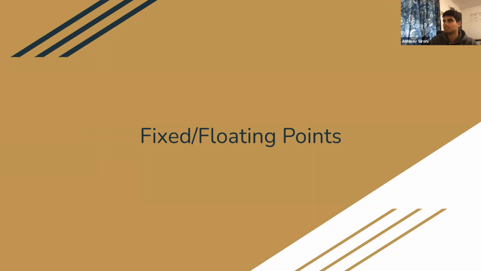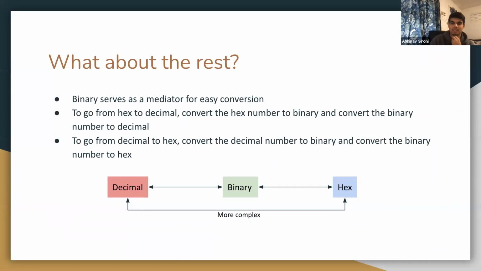And then we'll talk about fixed and floating points. So wait, did you guys have any questions about any of the conversions that we did here? Or how you'd get from hexadecimal to decimal or backwards?